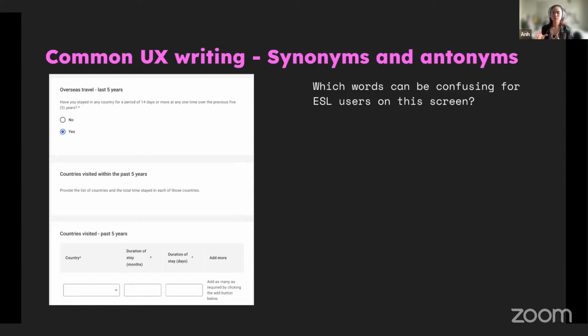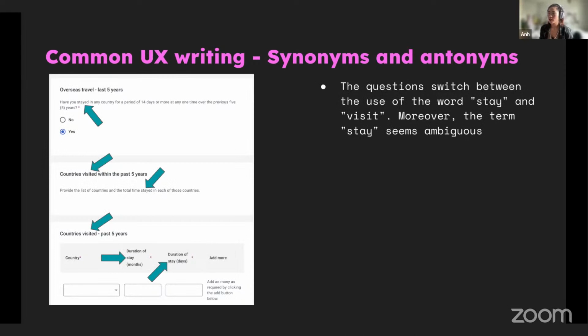So already we can all point out that there are so many different words that can be confusing, and words that have double meanings or that we can interpret one way or the other. The first thing that came to mind when going through this form and that confused me is the use of the words stay and visit. The term stay seems very ambiguous to me. What do you mean by stay and visit? And they use these terms interchangeably in this form.